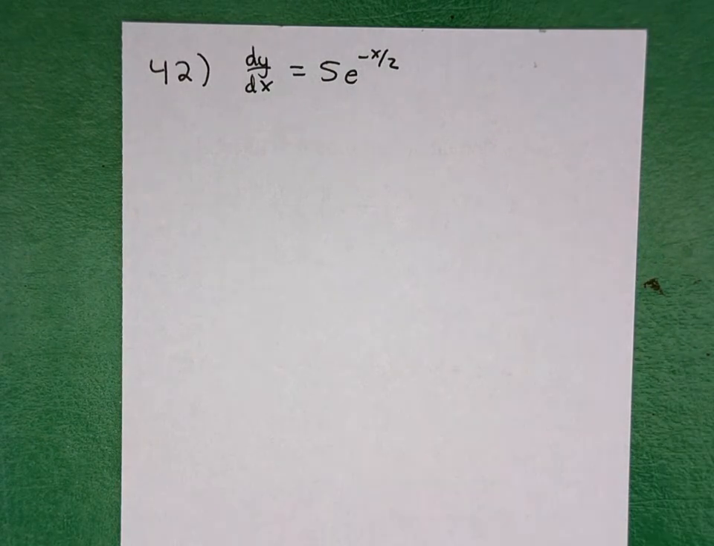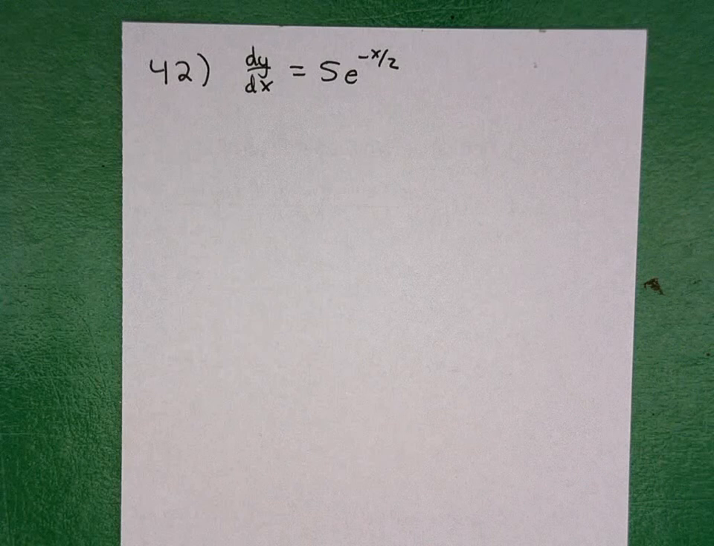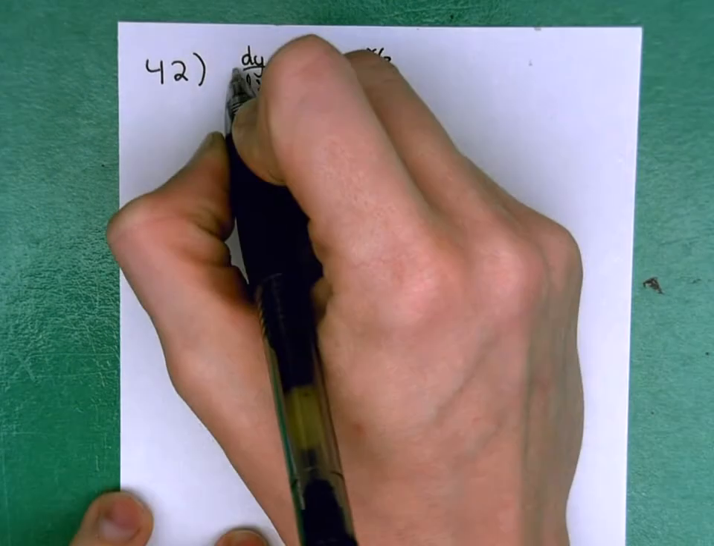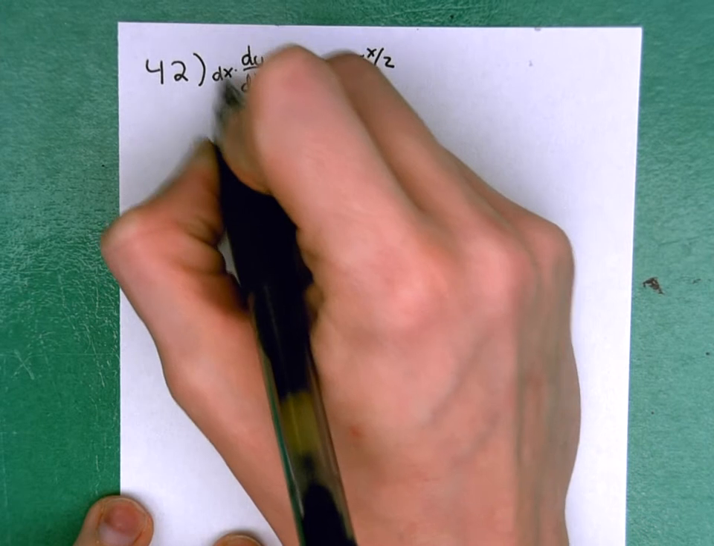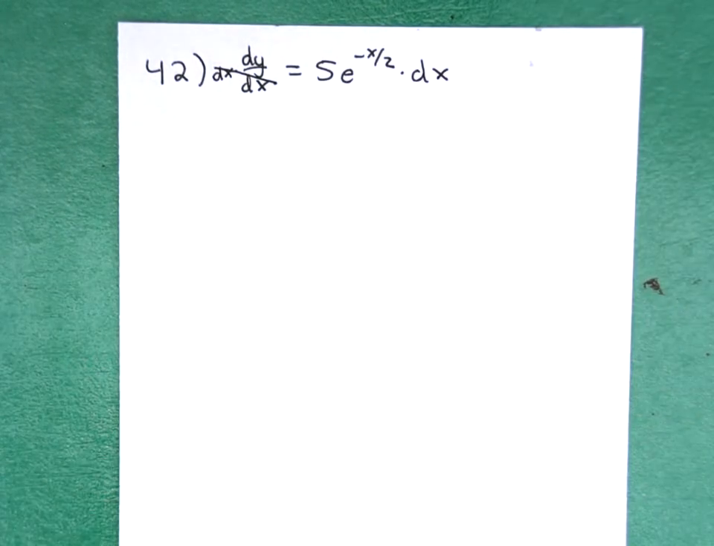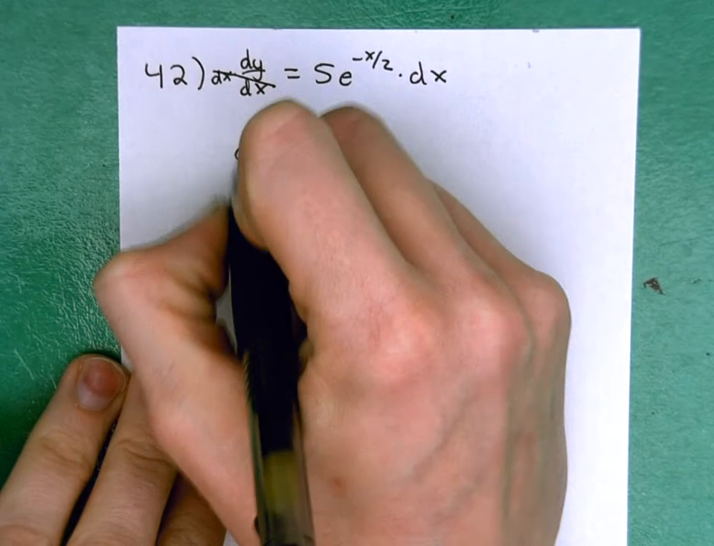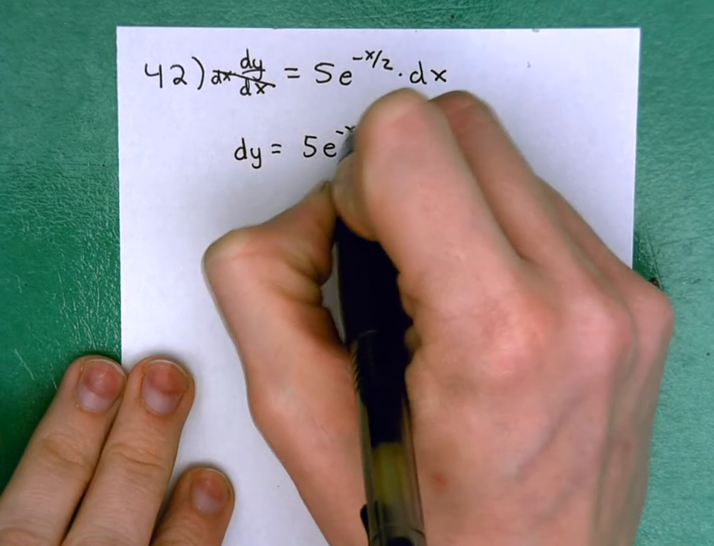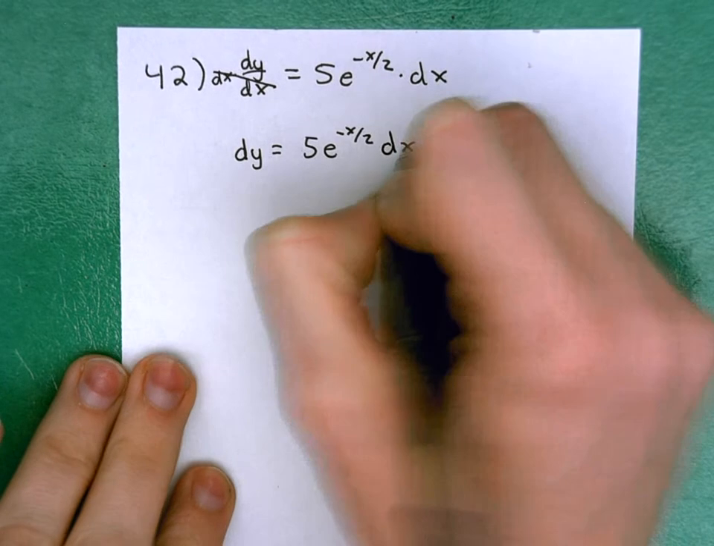So for example, in this problem where we have dy over dx equals 5e to the negative x over 2, we're going to be looking to get the x's over here to the right because that's where they're already located, plus it allows me to get this dx out of the denominator by multiplying both sides by dx. Okay, so now we have dy equals 5e to the negative x over 2 dx.